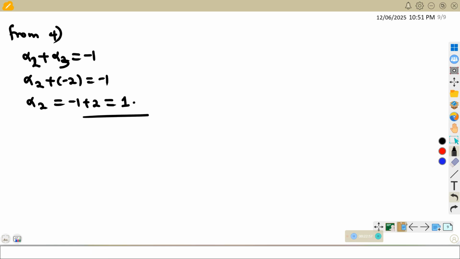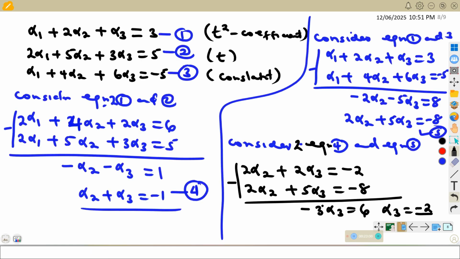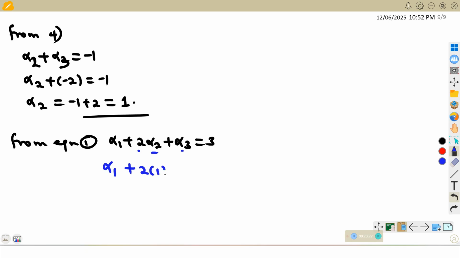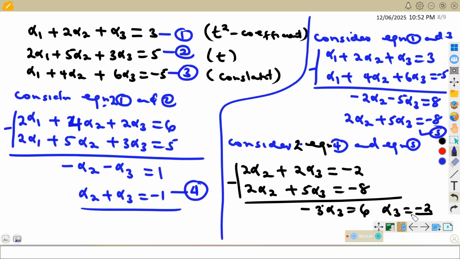Okay, so let us see how best we can now get alpha 1. We can use equation 1. From equation 1, we had alpha 1 plus 2 alpha 2 plus alpha 3 is equal to 3. We have got alpha 2 and alpha 3, so we can easily get alpha 1. So 2 into 1 plus negative 2 is 0, so alpha 1 is equal to 3. So clearly we have got the values for alpha 1, alpha 2 and alpha 3.